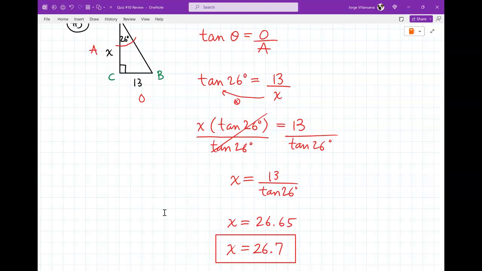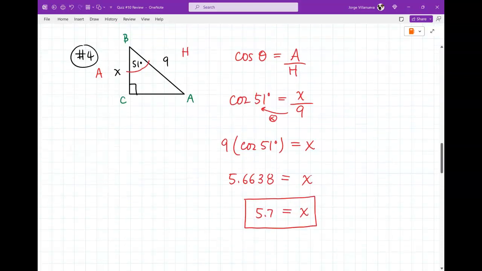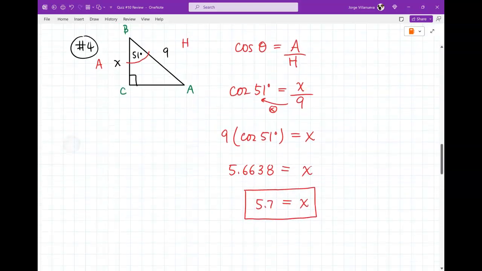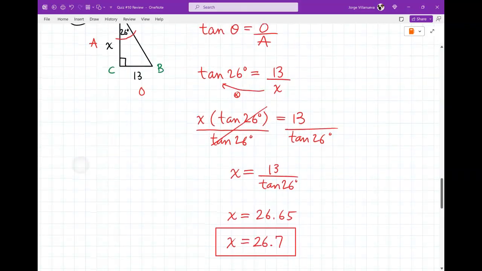Any questions on 4 or 5? So 4, notice, easier one, right? You just move the number and multiply. 5, I got to move a variable, divide by a number, and then do your calculation.